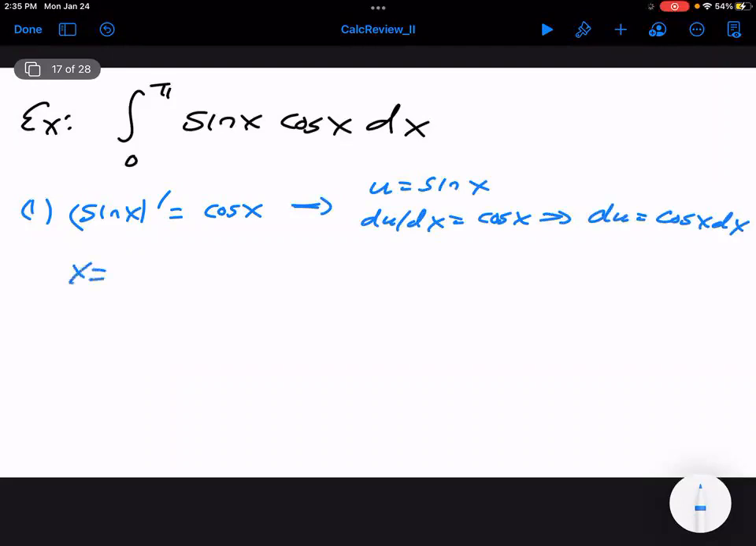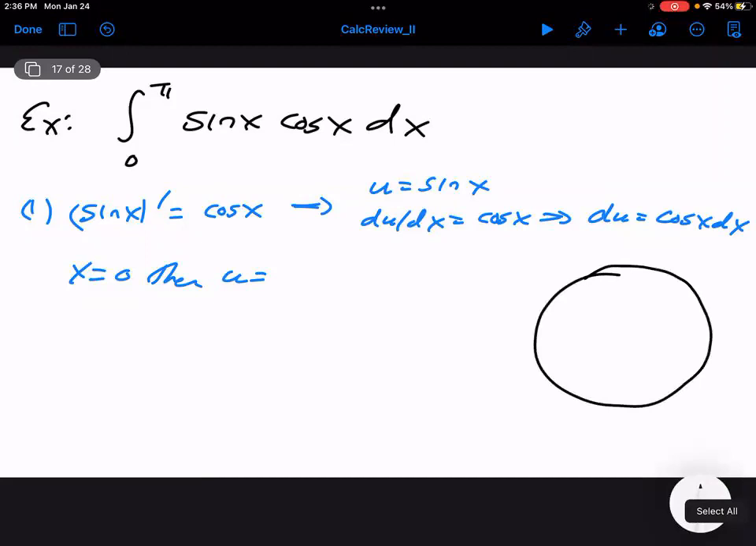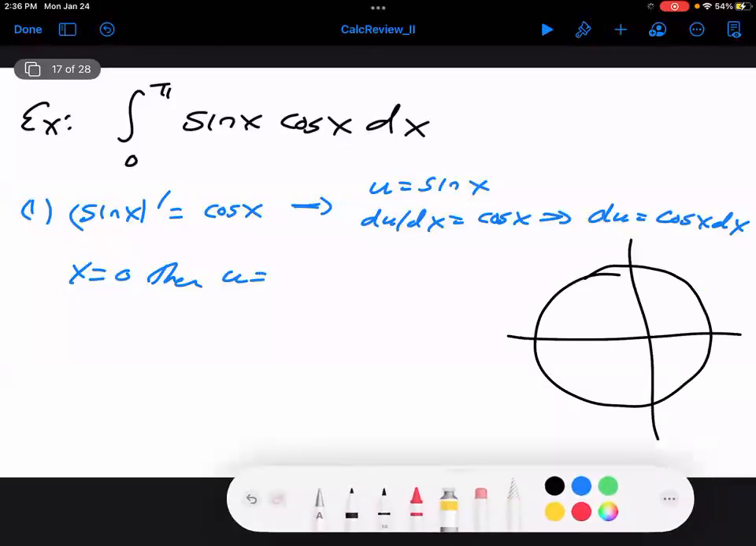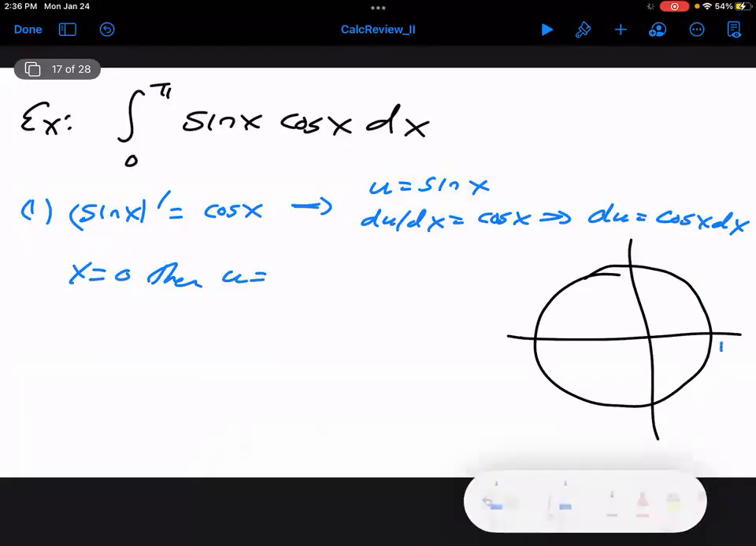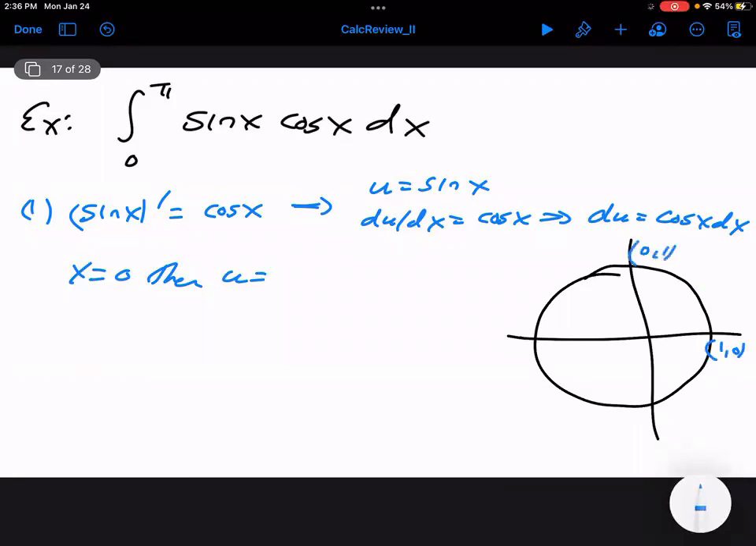Okay, when x equals 0, if u equals sine of x, what does u equal? So sine of 0 is, if it's been a while, what you can always do is draw the unit circle. And so here's the unit circle. Here's the point 1, 0. Here's the point 0, 1. Here's the point negative 1, 0. Here's the point 0, negative 1. And if I give you a point over here at an angle of theta, this is cosine theta, sine theta.